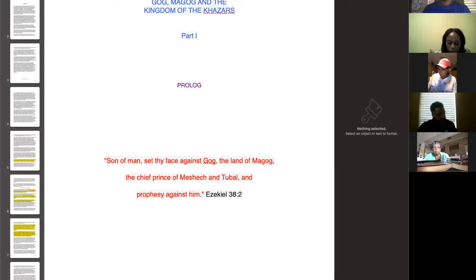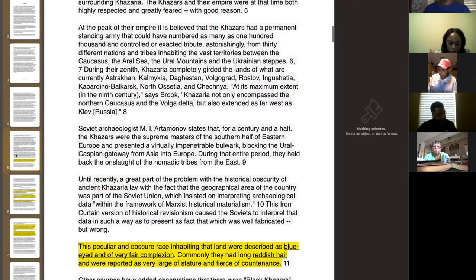So this document is called Gog and Magog and the Kingdom of the Khazars. It's a long document. I'm not going to read all of it. I just want to read to you some of the highlighted portions that I have here. Concerning the Khazarians, the people of Gog and Magog. Gog and Magog, sound familiar, right? They are the children of Japheth. They are Gentiles. All right.